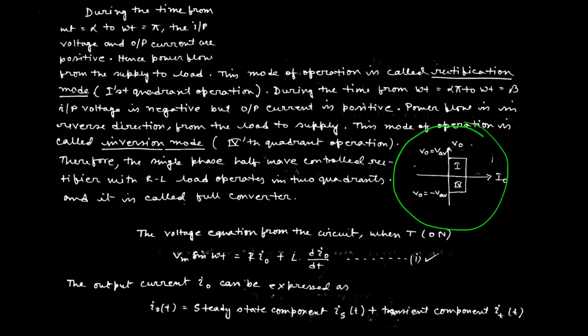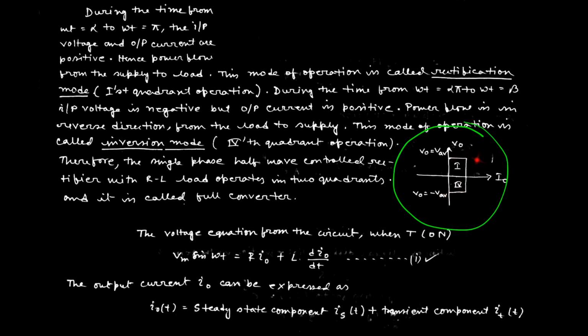Suppose we consider the two axes. This is the output current axis, and this is voltage. In the first case, voltage and current are both positive, so the power covers the first quadrant. In the second case, during discharging of the inductor, the current is positive but the supply voltage is negative. That means the power is negative, which covers the fourth quadrant operation. In this way, it can cover both quadrants, first and fourth.